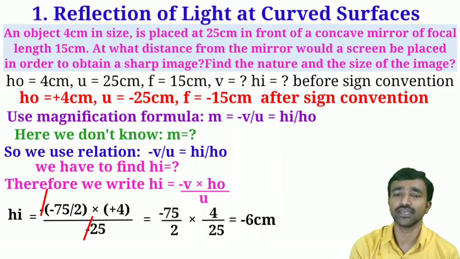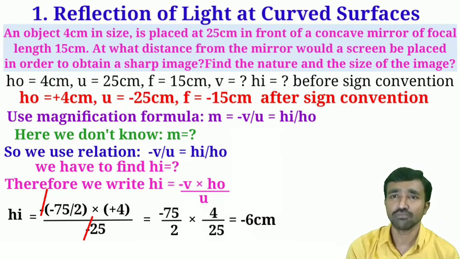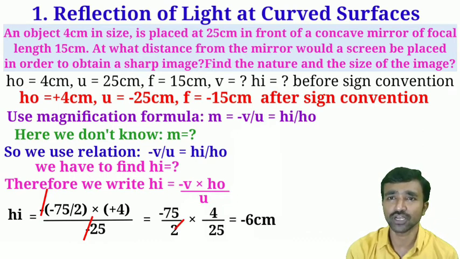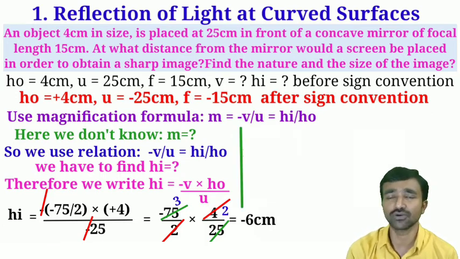So how to cancel it? So here cancellation. Minus 75 by 2 into 4 by 25. Here there are common tables, 2 and 25. So 2 times 2 is 4, so cancel. Then 25 3 times is 75, cancel. So what is remaining? 3 times 2, that is 6. So minus is there, so we will write minus 6. So what we got? hi is equal to minus 6 centimeters.